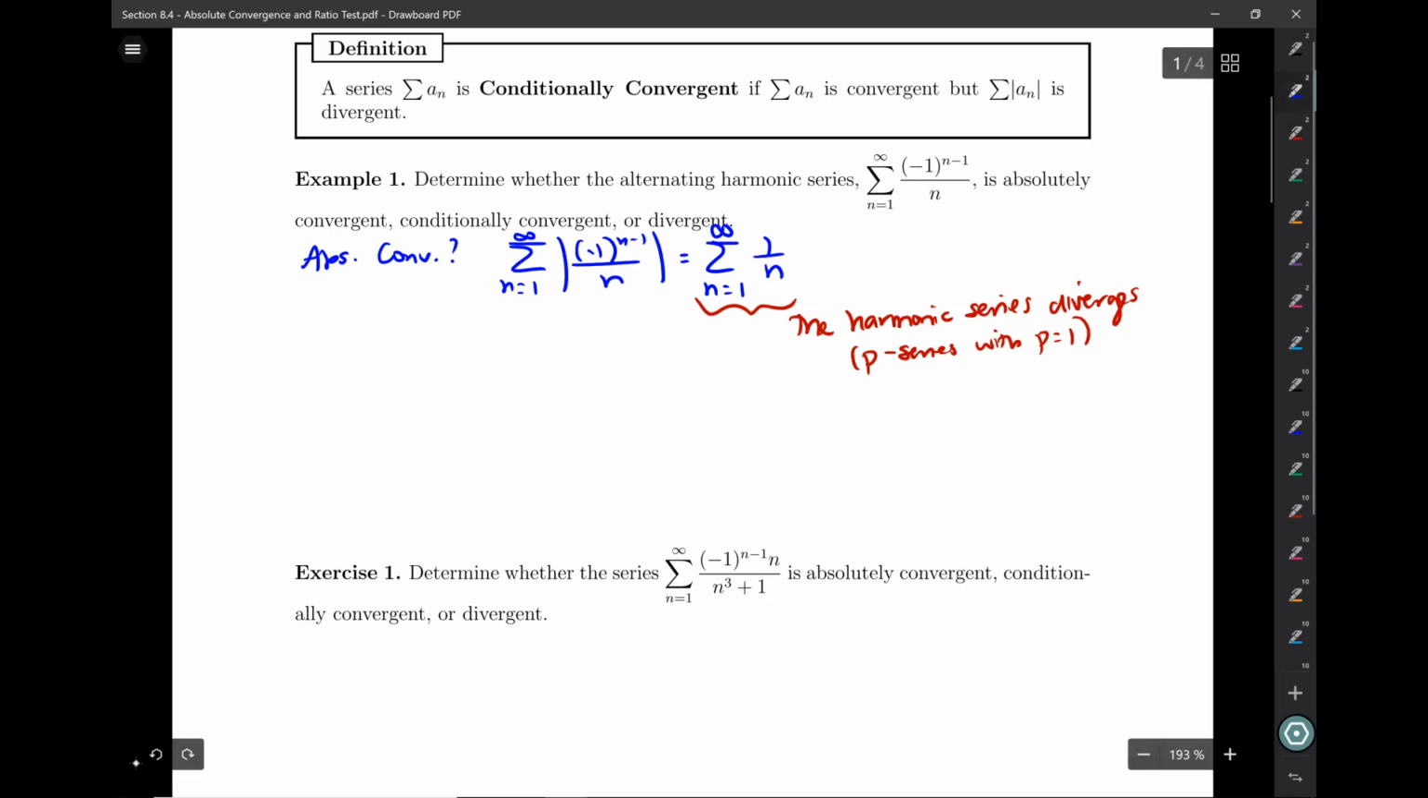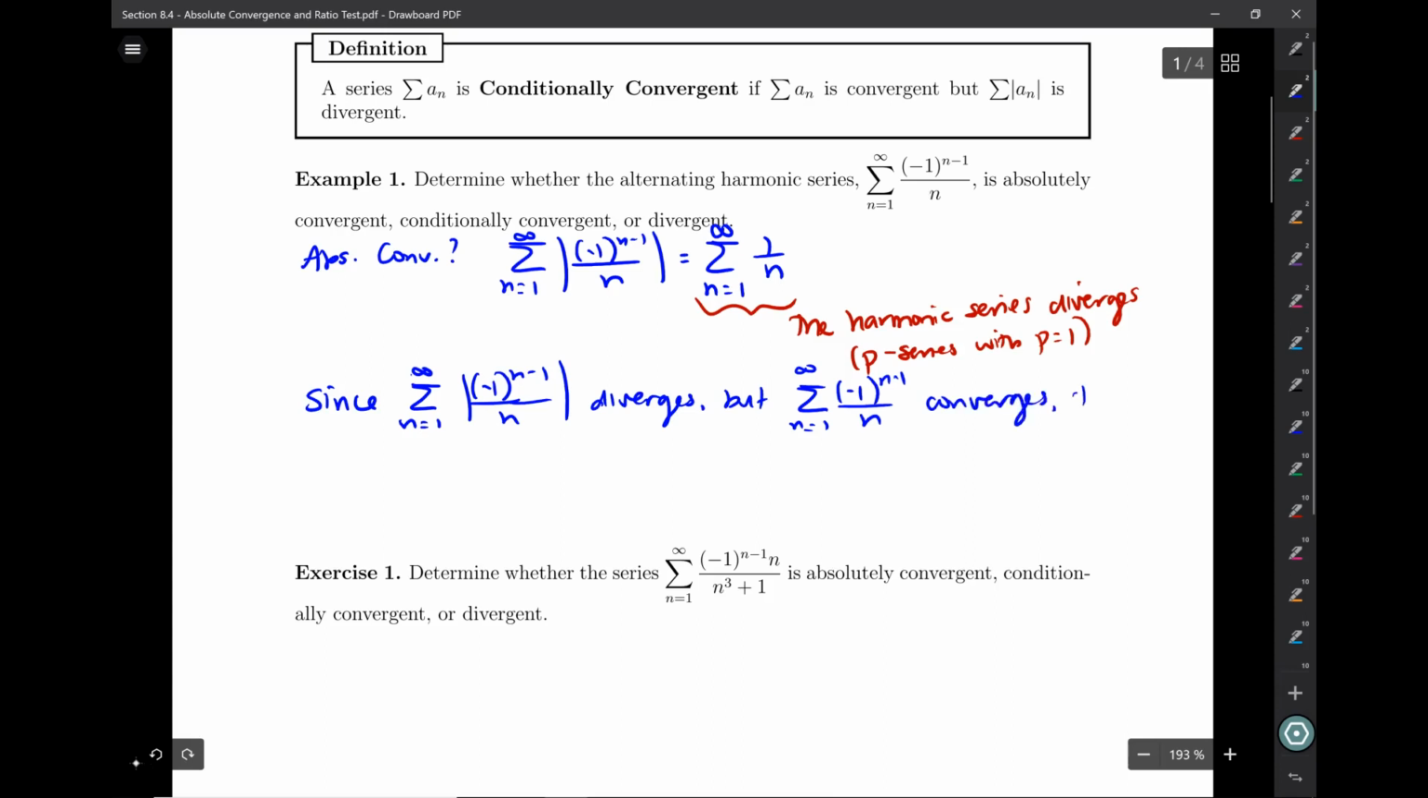So since the absolute value of the series diverges, but it's been recently shown that the alternating harmonic series converges, then we would say that the alternating harmonic series converges.